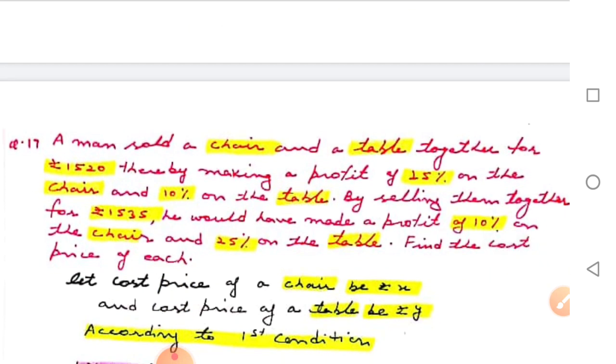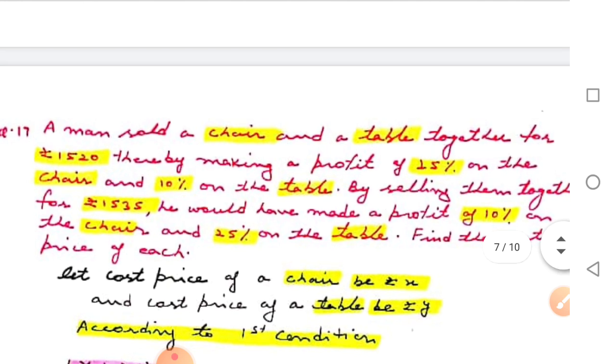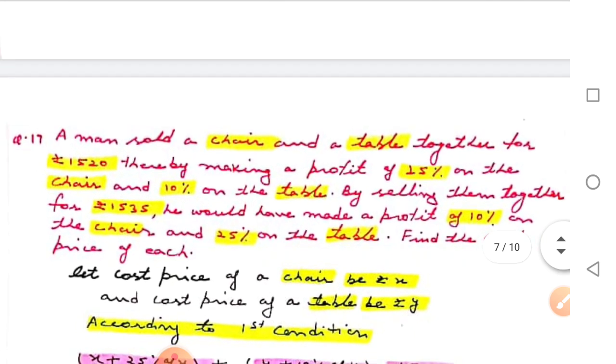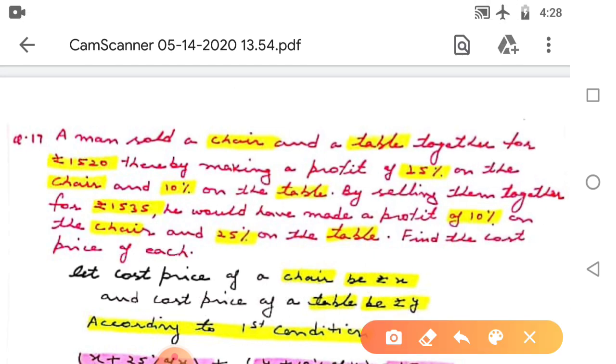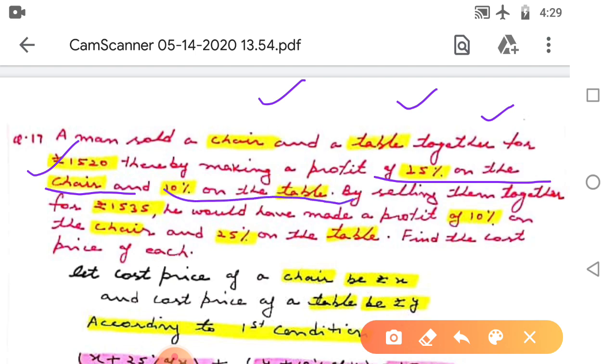Question number 17 here. Okay. A man sold a chair and a table together for 1520 rupees, thereby making a profit of 25% on the chair. The profit on the chair is 25%. Clear? And 10% profit on the table.